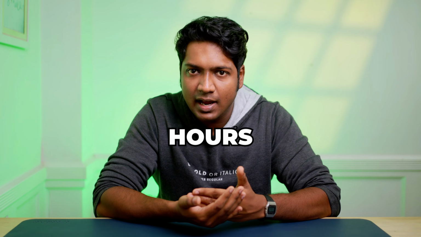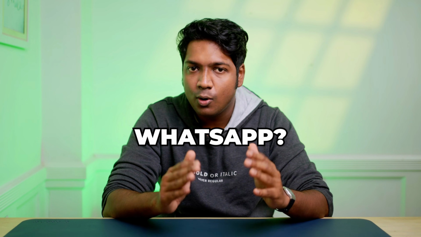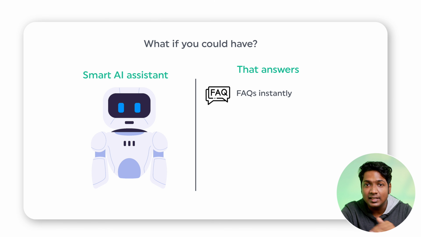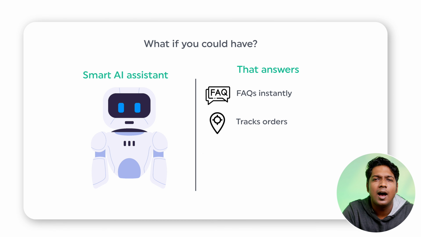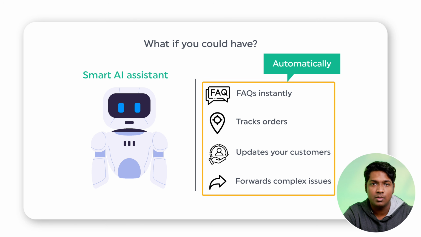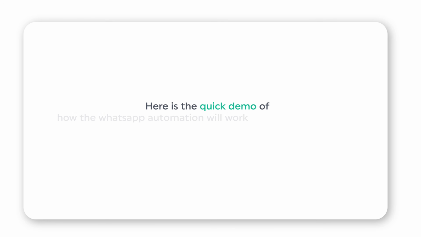Are you tired of spending hours replying to your customers on WhatsApp? What if you could have a smart AI assistant that answers frequently asked questions instantly, tracks orders, updates your customers, and even forwards complex issues to your team all automatically? So here's a quick demo of how the WhatsApp automation will work once it is implemented.